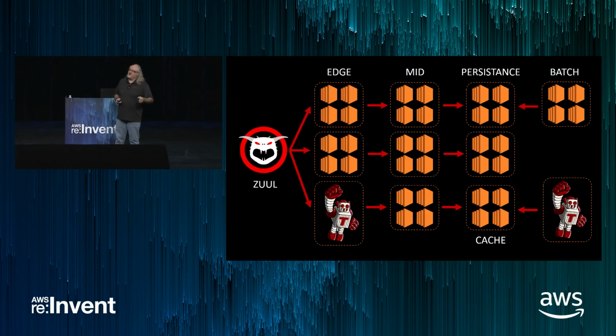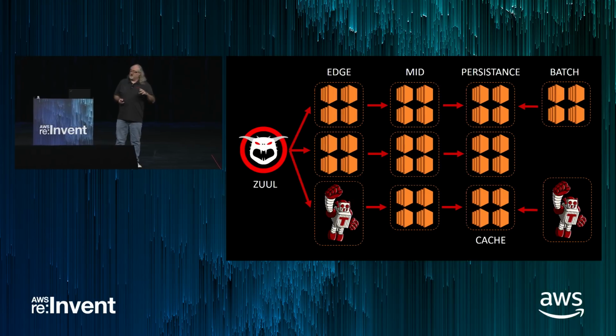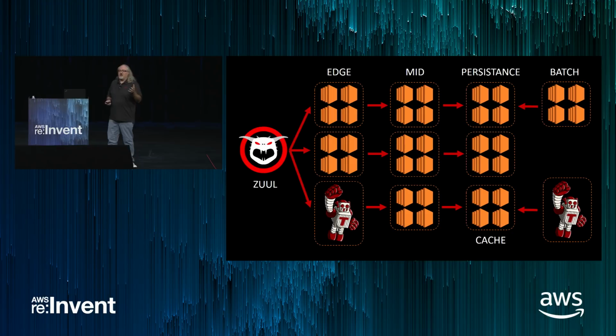Zuul talks into our edge services. Previously, our edge service was a bit more of a monolithic service. Over the years, we've broken that up into a more traditional microservices architecture. Those edge services talk to mid-tier services. Mid-tier services talk to persistence and caching services. We also have batch and tooling services that talk to persistence and caching services and mid-tier services. So I suppose as much as we can call it a traditional microservices architecture is how Netflix is put together. Now, for the longest time, we ran all of this on EC2 instances.